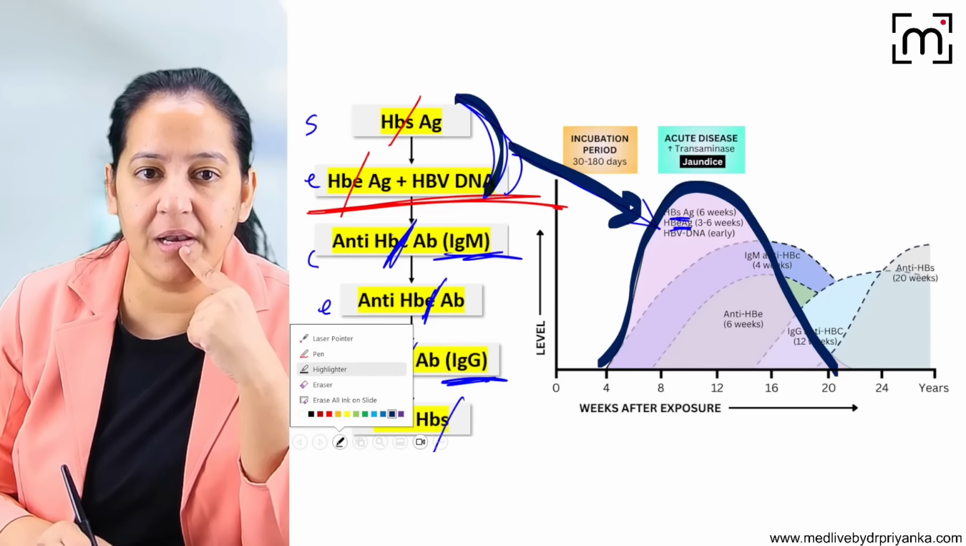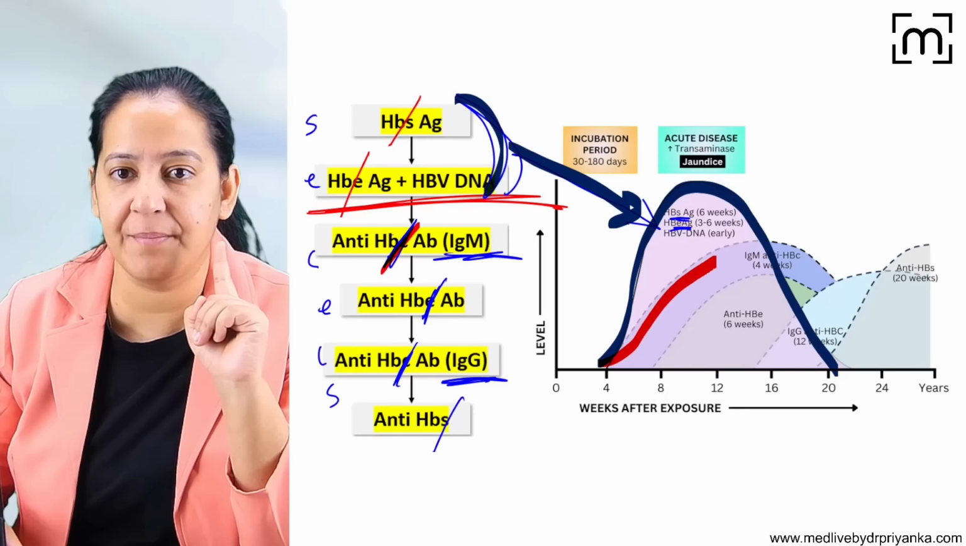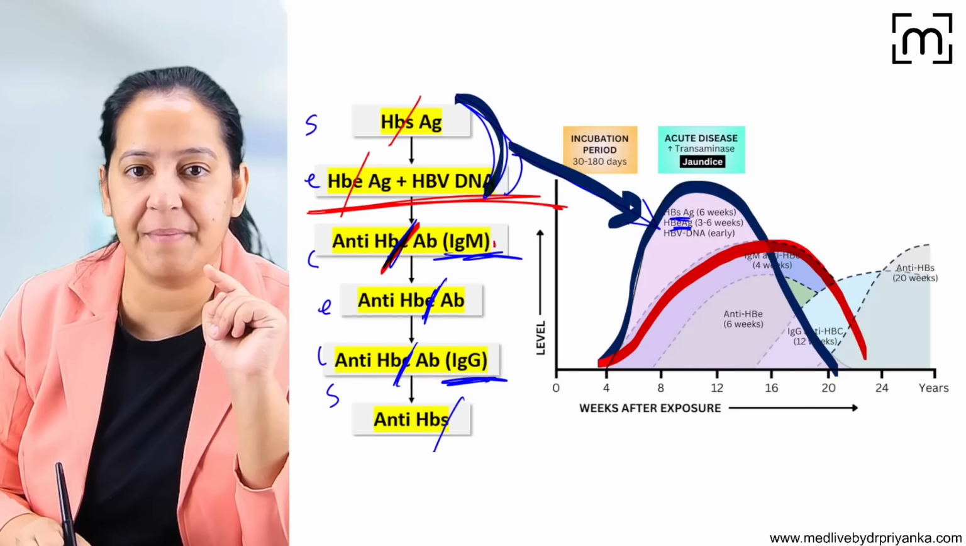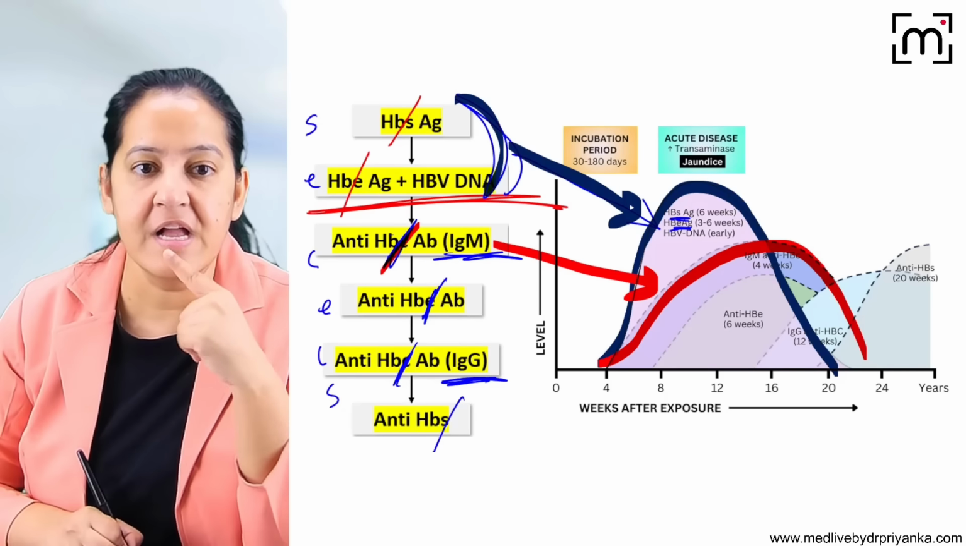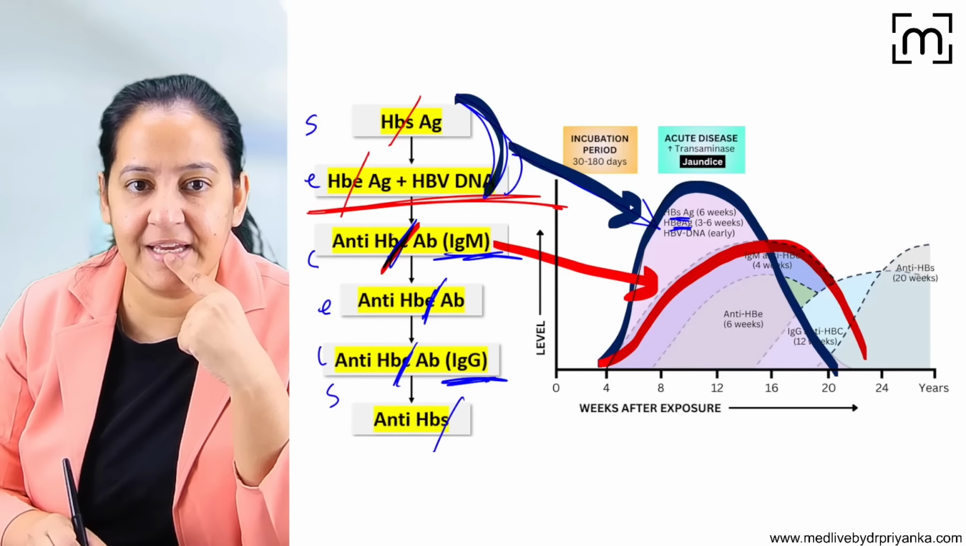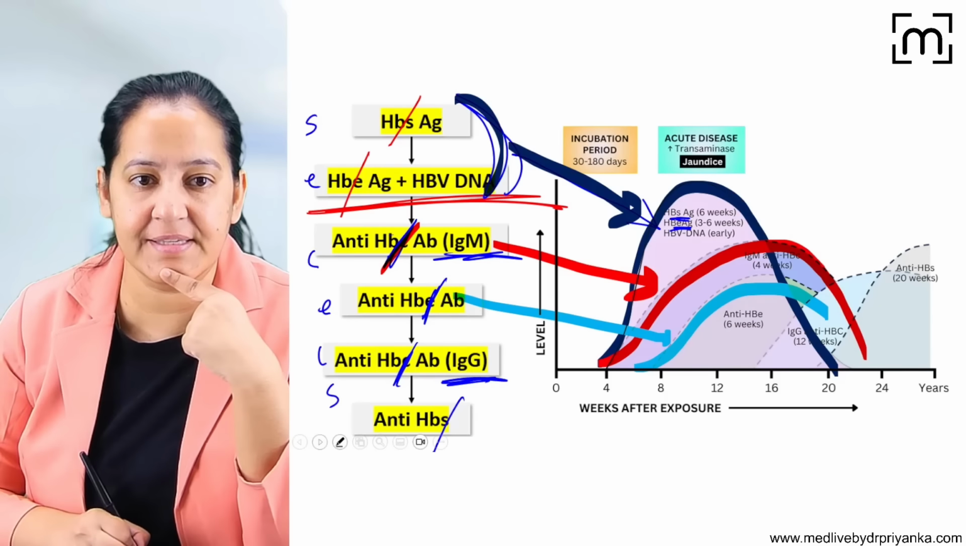So first of all, which one is coming? Anti-C, that is IgM. So this is IgM anti-C, which is shown by red color. Then anti-E is coming. So let me show you the anti-E. Can you see? This is anti-E.